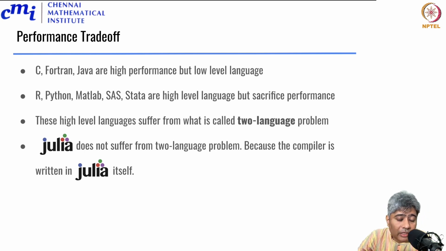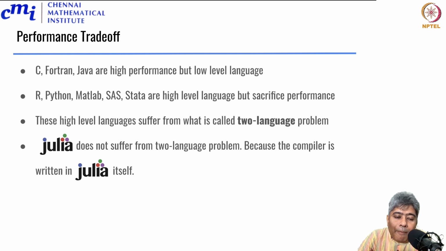So data scientists, most of the time, go to languages like R, Python, MATLAB, SAS, Stata. These are high level languages. But what happened is they sacrifice performance. So these high level languages suffer from what is called the two language problem. Julia does not suffer from the two language problem because Julia's compiler is written in Julia itself. Python and MATLAB compilers are typically written in C or C++, mostly in C.